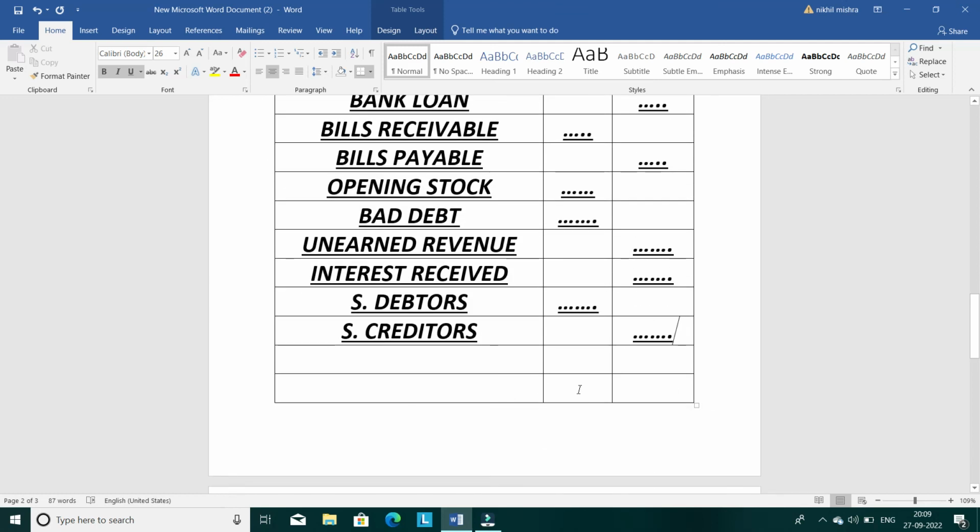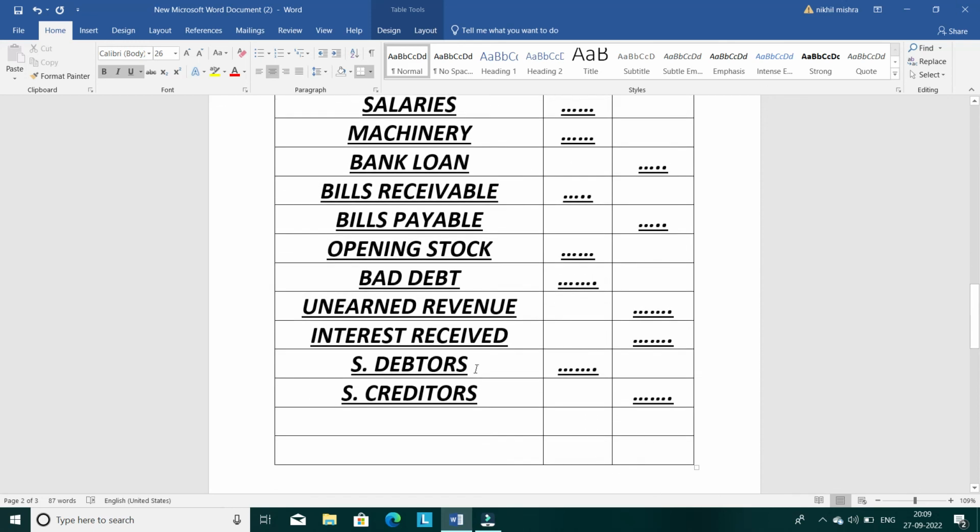In a trial balance, the debit and credit amounts match. If they do not match, then you have to create a suspense account and do the balancing. That we will discuss later on.